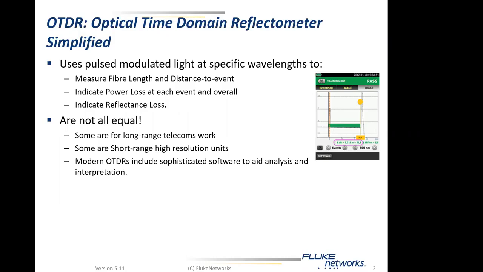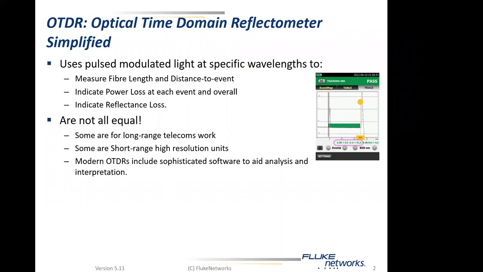OTDRs are not all equal. OTDRs are built for different jobs. Some of them are for long-range telecoms work, and therefore they have huge power supplies, huge amounts of power that's fired into the fiber under test. They need to have the ability to transmit a pulse of light over several thousand kilometers. The net result is that while they're very good at testing over several thousand kilometers, their typical resolution is then in terms of kilometers or hundreds of meters.